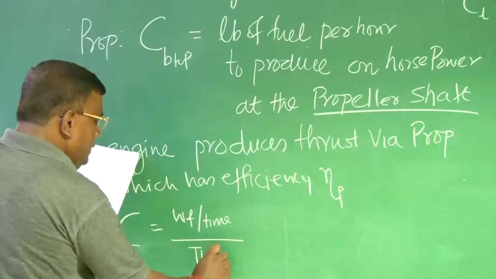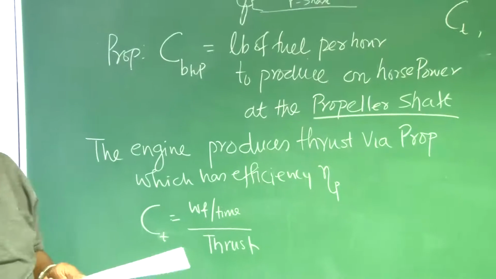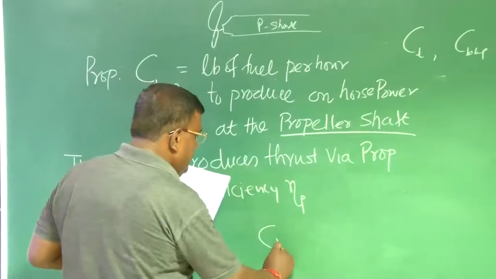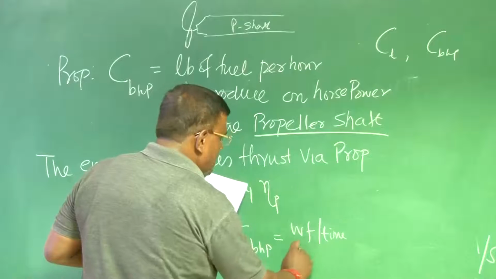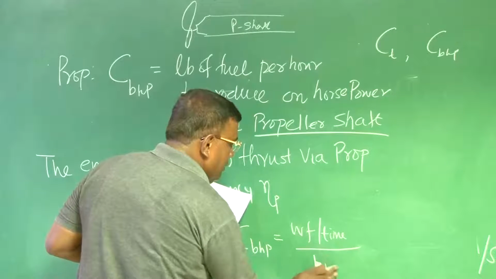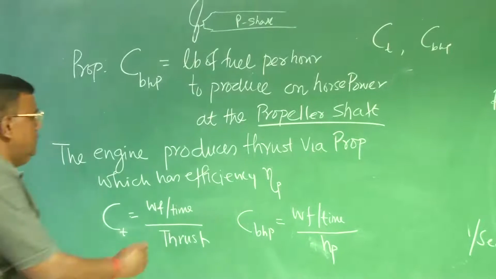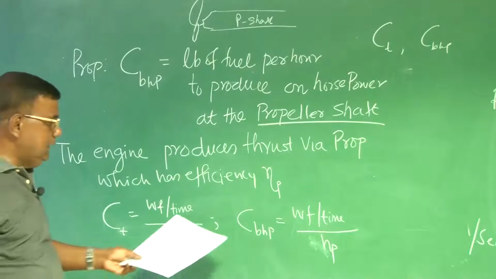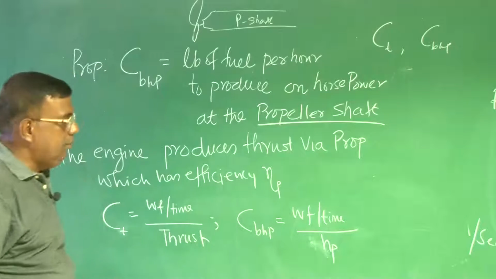Right. So if I do that, then I write C as weight of fuel per unit time by thrust. That is, in fact, CT, the thrust specific fuel consumption. And now also we know CBHP is again the rate of fuel, but per unit horsepower. These are the two different ways of defining CT, which is thrust specific fuel consumption, and this we call specific fuel consumption for propeller-driven airplane.